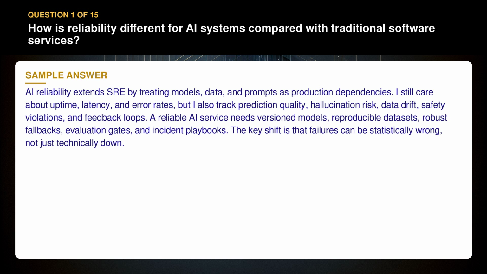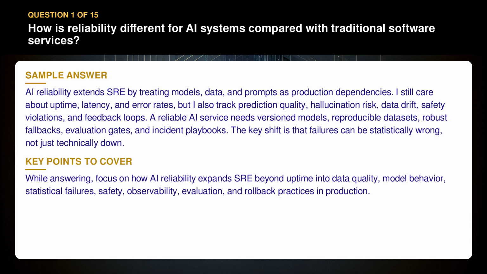The key shift is that failures can be statistically wrong, not just technically down. While answering, focus on how AI reliability expands SRE beyond uptime into data quality, model behavior, statistical failures, safety, observability, evaluation, and rollback practices in production.